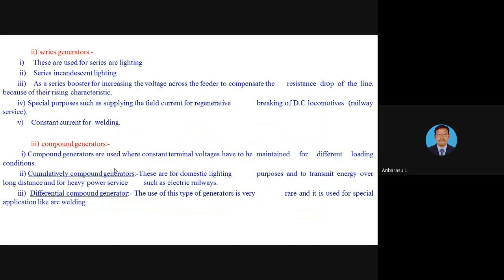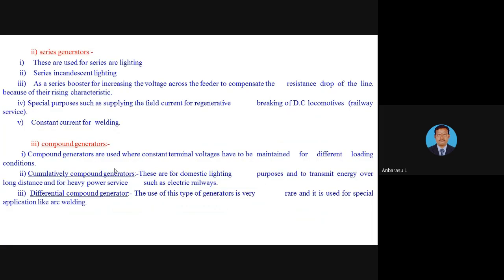So the differential compound generator is rarely employed. This type of compound generator is employed only for special purposes, that is, arc welding only. These are the overall applications of the DC generator.